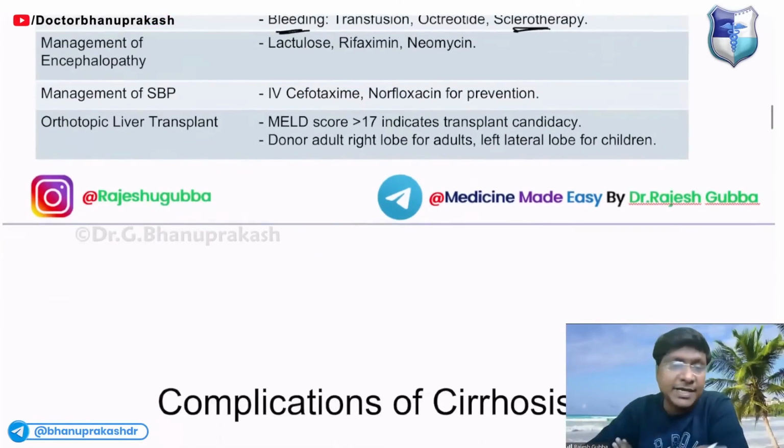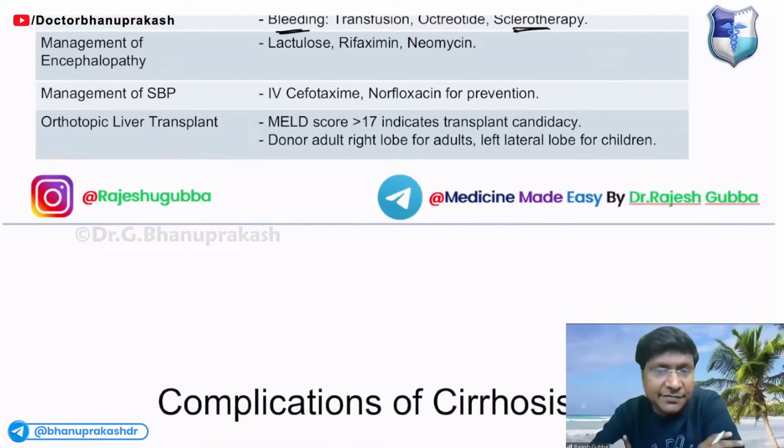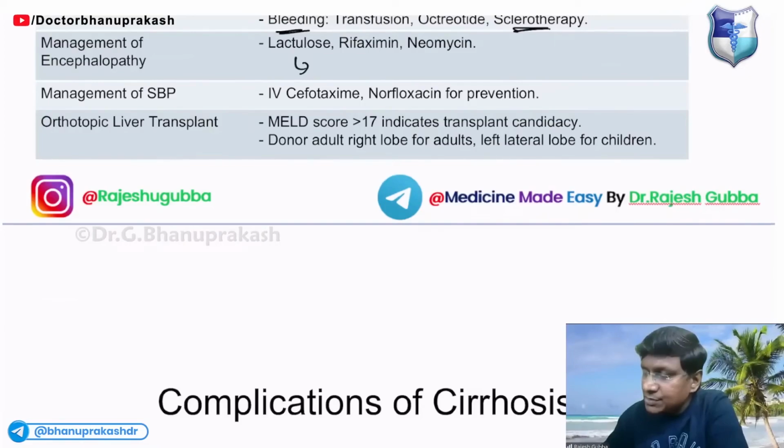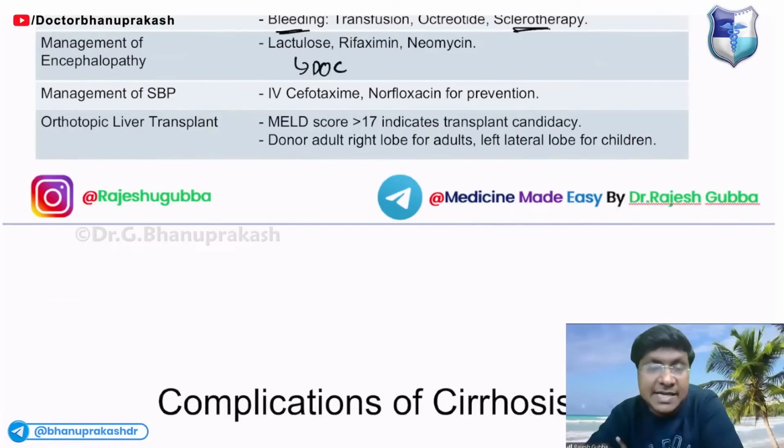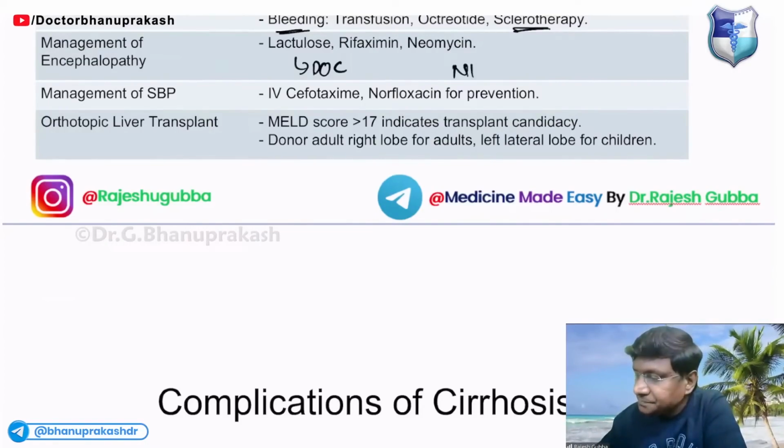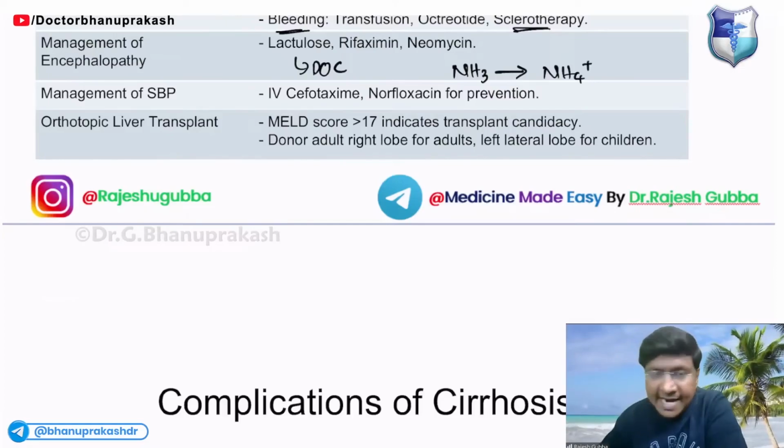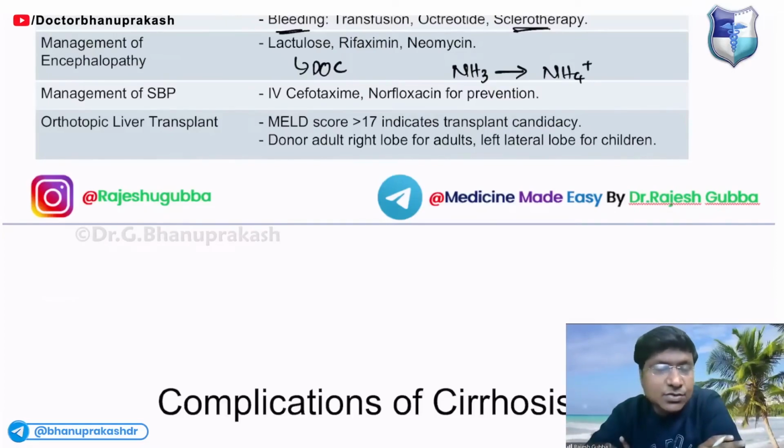Now, another complication that we were discussing was hepatic encephalopathy. What is the drug of choice in case of hepatic encephalopathy? That is lactulose. What will this lactulose do? It will convert ammonia to ammonium, and ammonium is excreted out. That is the mechanism of action of lactulose.